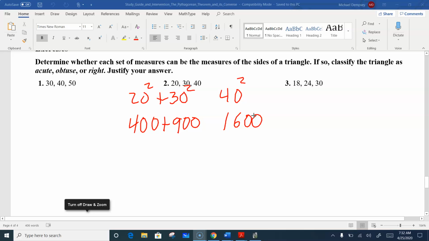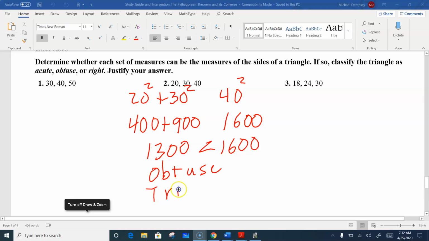So what's happened here? 1600 is going to be greater than this 1300. These two sides here, 1600 is greater than that. So what kind of triangle is that? That's an obtuse triangle. When that third side is longer than what the hypotenuse would be, then that means the 90-degree angle must be larger than 90. So that's an obtuse triangle.